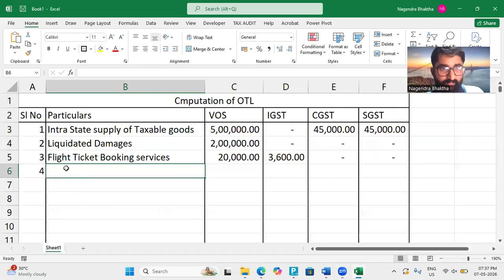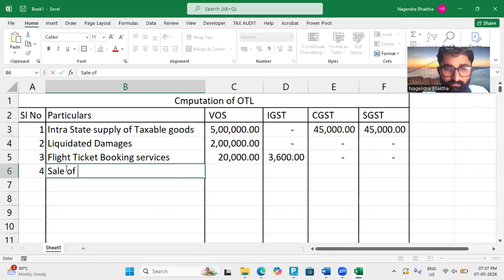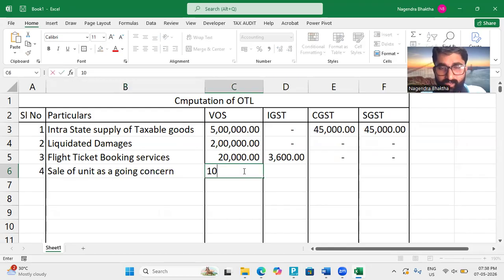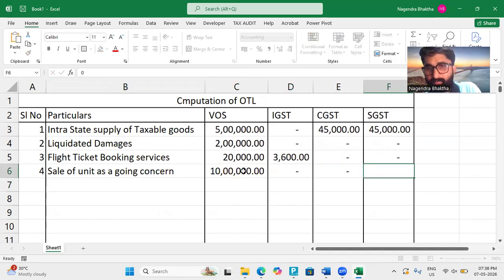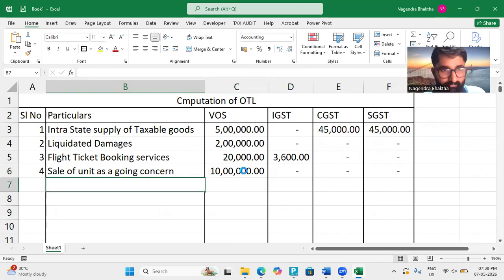So, right, sale of unit as a going concern. Going concern, you write the explanation in the exam. I'm just telling you that. So there will not be any supply. This is not the supply at all.